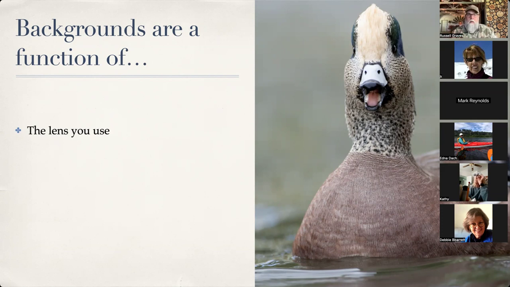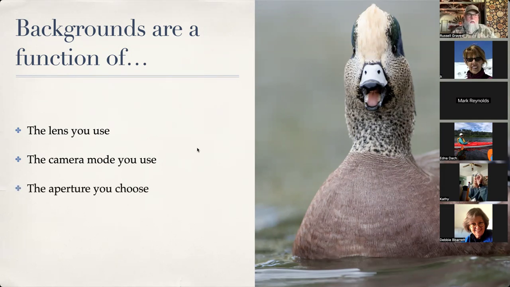So the way you accomplish backgrounds like this, when we're talking about birds, you're almost always using a telephoto. I'm not going to say always because I try to figure out ways to shoot all kinds of animals with wide angle lenses, but primarily you shoot telephotos to get backgrounds like this. So backgrounds like this are a function of the lens you use, the camera mode you use in a way, depending on how you shoot manual or aperture or shutter priority, but it's all dependent upon the next thing, the aperture you choose. To get a background like that, you've got to have the lens wide open.